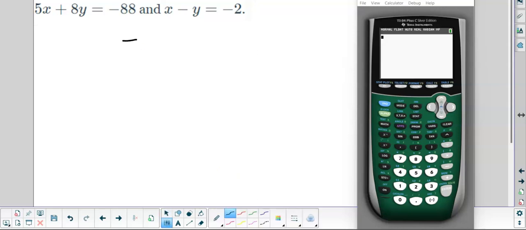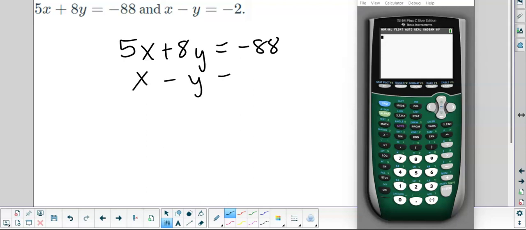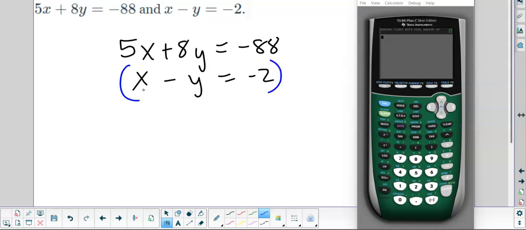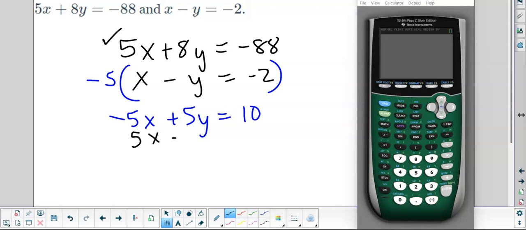So this sentence here is written in standard form. The second sentence is also written in standard form. And to use elimination means that you will multiply one or both sentences to eliminate one variable so that you can combine the sentences together. So I'm going to choose to multiply everybody in this sentence by negative 5, giving me negative 5x plus 5y equals positive 10. My original top sentence will remain the same. 5x plus 8y equals negative 88.